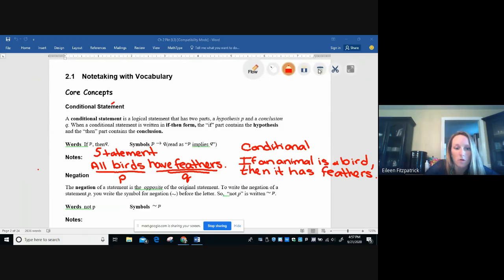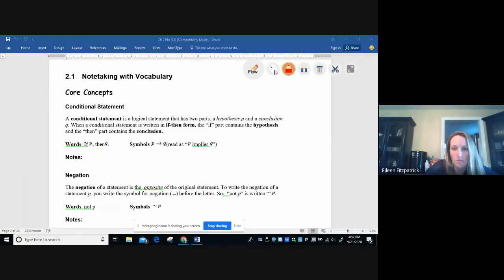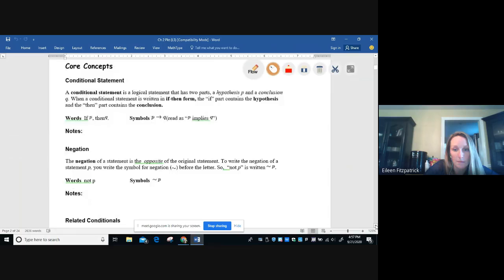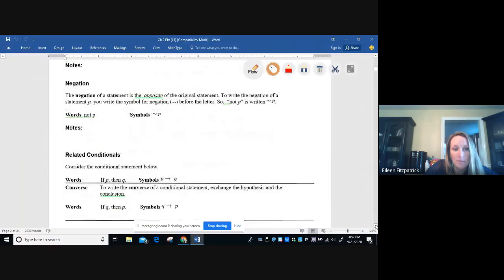Now we have what's called a negation. All right, the negation is the opposite of the original statement. To write the negation of a statement P, you write the symbol for negation, which is this little squiggly, before the letter. So not P is written as the little squiggly P. Okay, in words, we say not P. In symbols, you do a little squiggly and then P. Okay, so I'm going to give you some notes here as well.